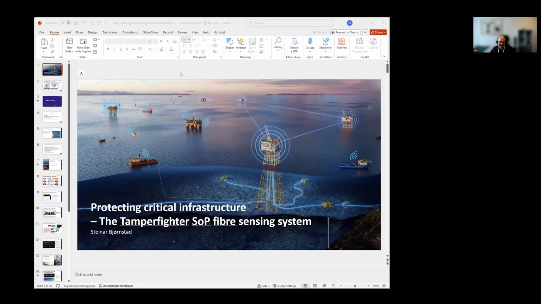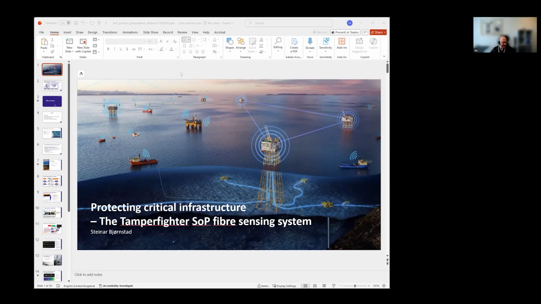So my name is Steinar Bjørnstad, and I'm from Tampnet. And Tampnet, we are actually a telecom operator, offshore telecommunication operator. We are operating in the North Sea and also in the Gulf of Mexico. We have subsea fiber cables feeding into mobile base stations in the North Sea and in the Gulf of Mexico.